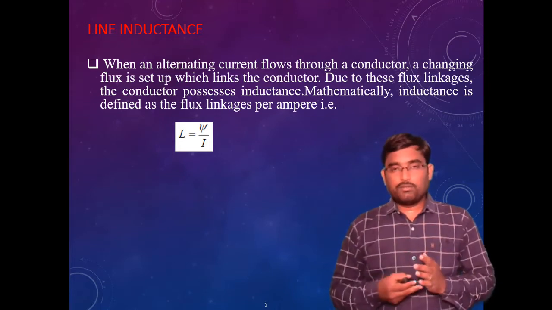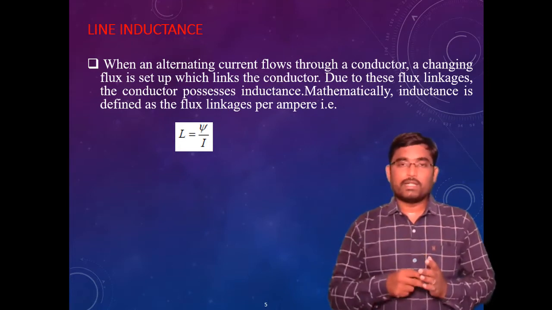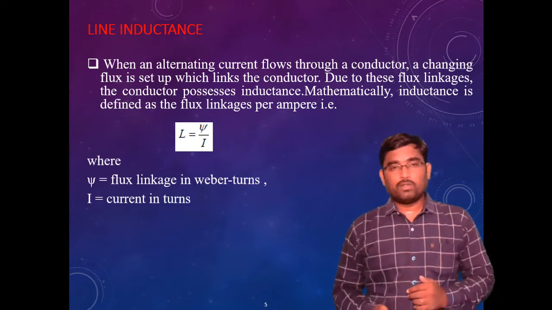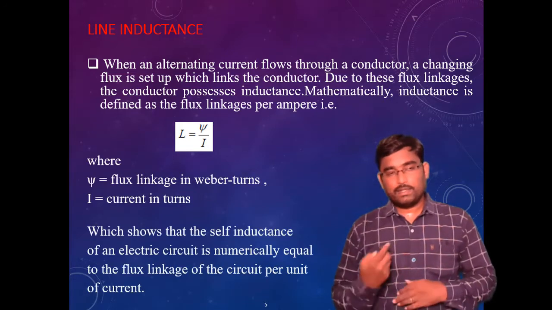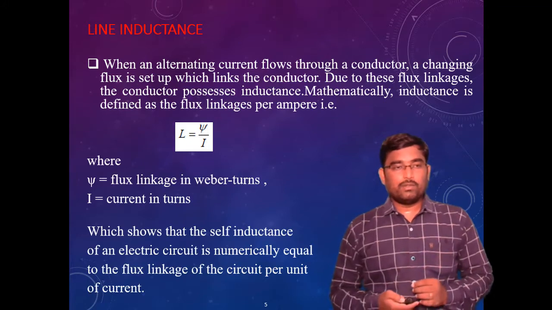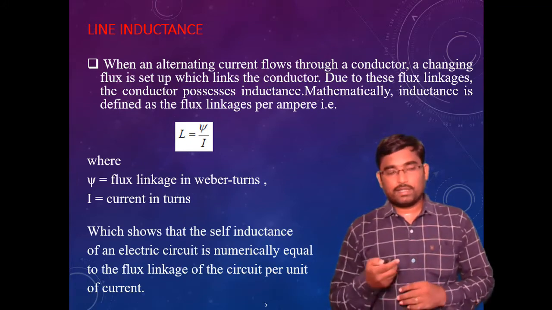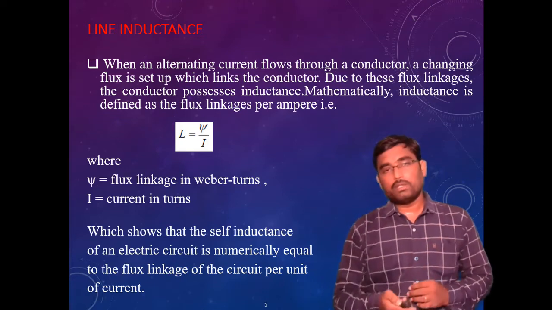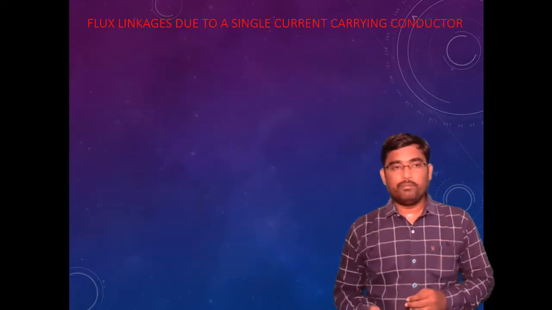So because of these flux linkages, it possesses some inductance. Mathematically, this inductance L equals ψ by I, where ψ is the flux linkage and I is the current carried by the conductor. This shows that the self-inductance of an electric circuit is numerically equal to the flux linkage of the circuit per unit ampere of current, as mentioned.